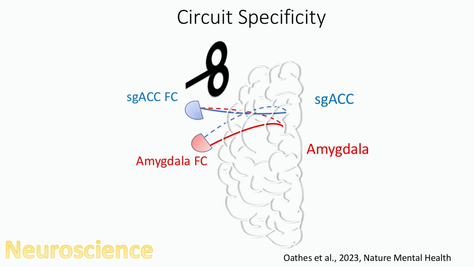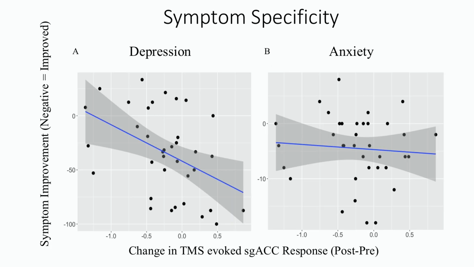So we have this control region, which is an active stimulation target, right? We stimulate both regions, and only the dark blue line, which is the subgenual connectivity, the subgenual evoked response, was a predictor of depression improvement, and none of the other lines. So that's one way to do a controlled experiment with TMS fMRI. We also showed symptom specificity. So that's another thing that you can do.